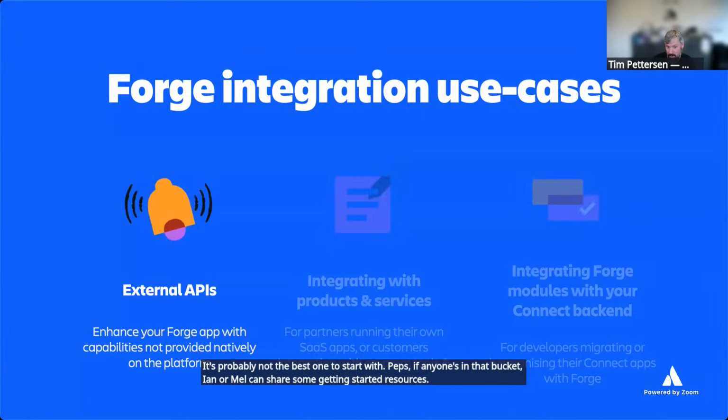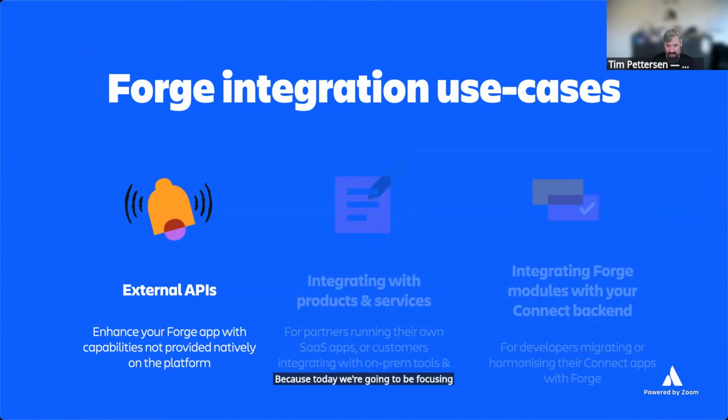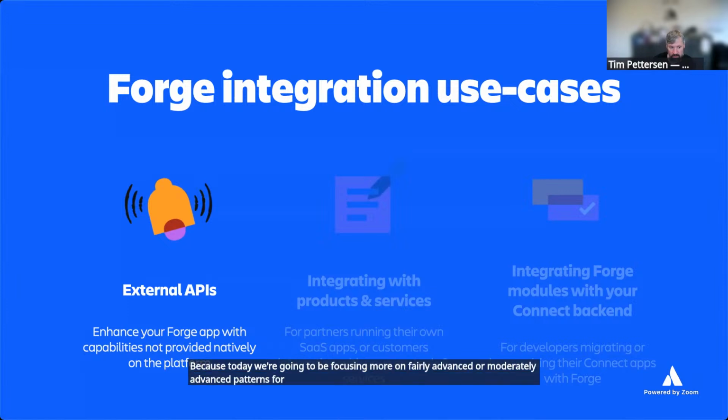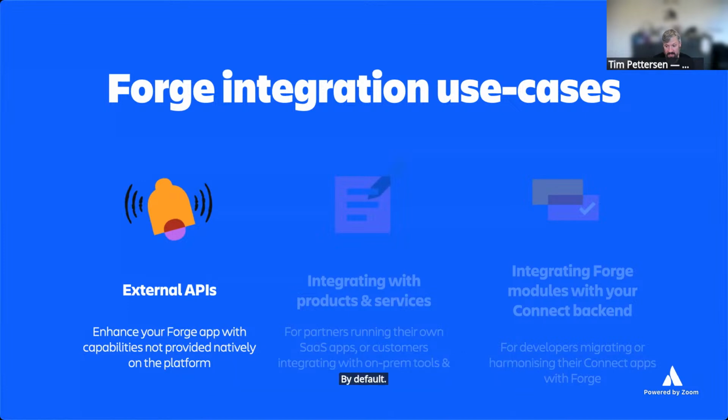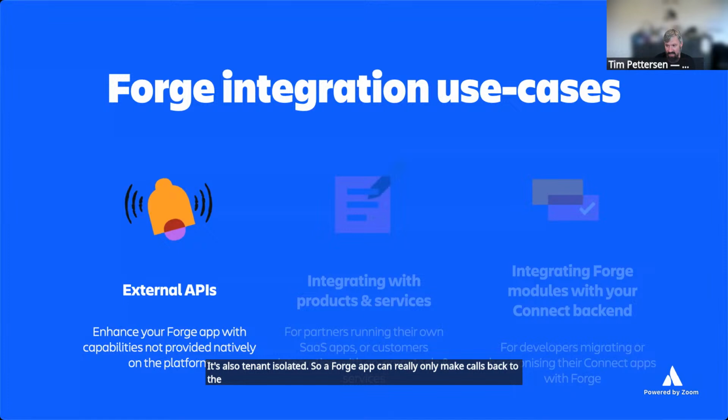Because today we're going to be focusing more on fairly advanced or moderately advanced patterns for integrating Forge with remote services. Now, as I mentioned, Forge is by default a walled garden. By default, you can't make requests outside of the Atlassian network. It's also tenant isolated, so a Forge app can really only make calls back to the Atlassian product that it's installed into for the customer that triggered the Forge app in the first place.